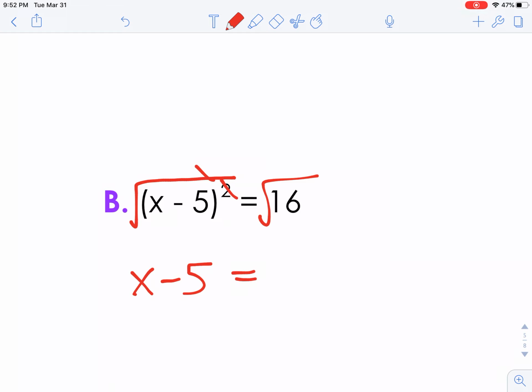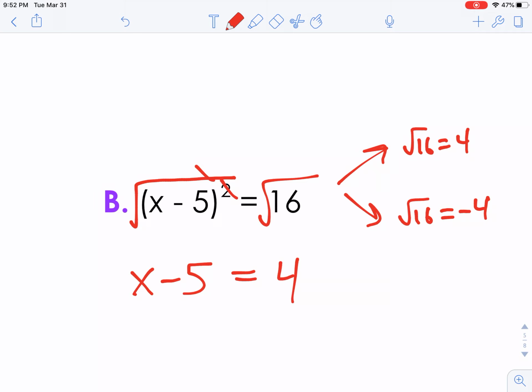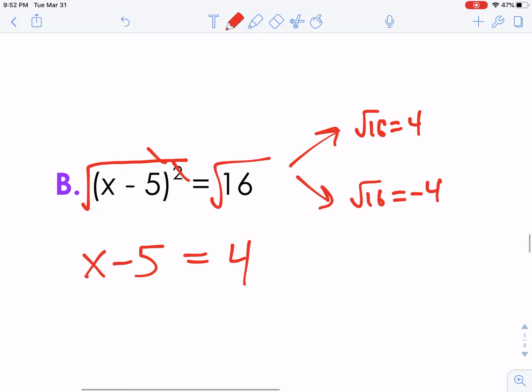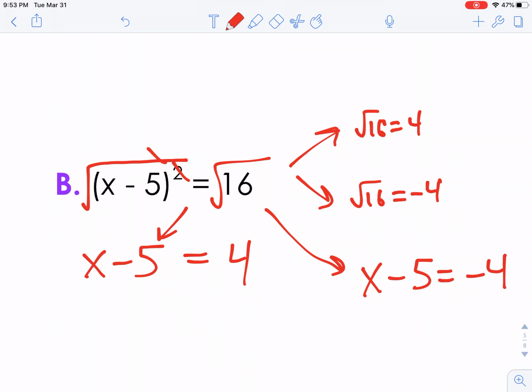Now, here's the tricky part. The square root of 16 is 4, right? Well, we actually just discussed before that the square root of 16 is equal to 4 or negative 4. Right? There's two separate scenarios here. So we're going to get one scenario where x minus 5 equals positive 4. And then we're going to get another scenario where x minus 5 equals negative 4. All right? So you have to solve both of these scenarios. So you got to solve for x in both of them.